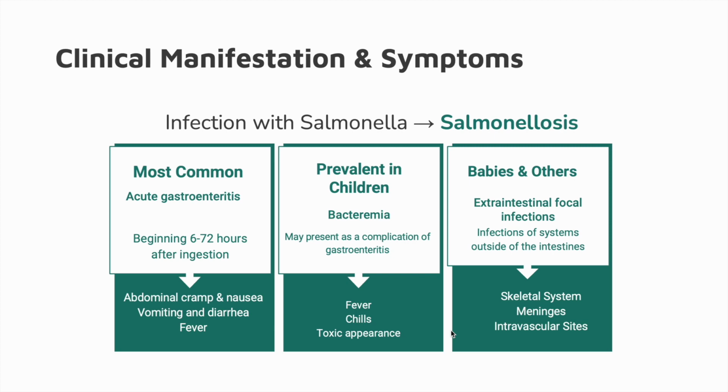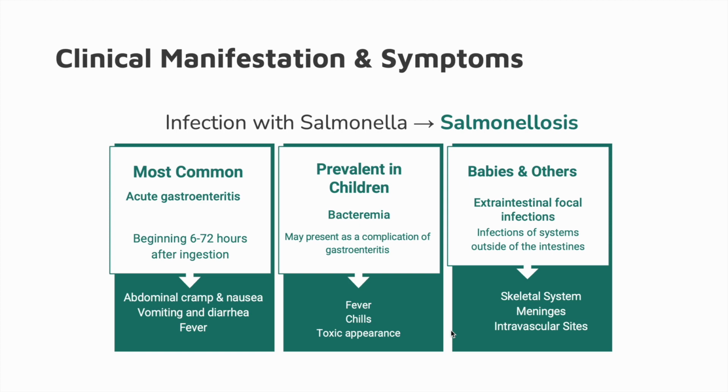So the presentation that is most common in healthy children is Salmonella bacteremia, likely developed as a complication of acute gastroenteritis. Here, the children, after having this acute gastroenteritis, will more likely present with fever and chills, along with a very toxic appearance.